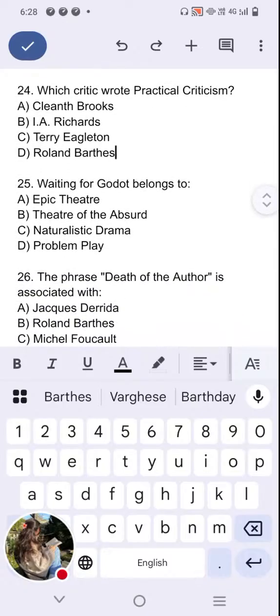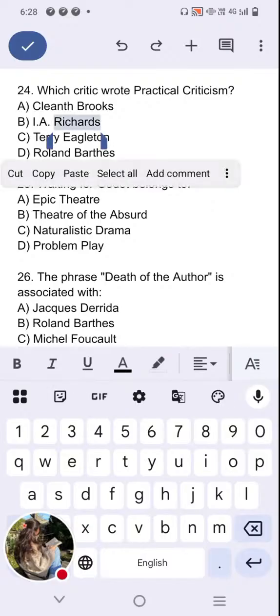Next question, which critic wrote Practical Criticism? Another very direct, basic question. Option A, Cleanth Brooks. Option B, I.A. Richards. Option C, Terry Eagleton. Option D, Roland Barthes. Who wrote Practical Criticism? The right answer is I.A. Richards.